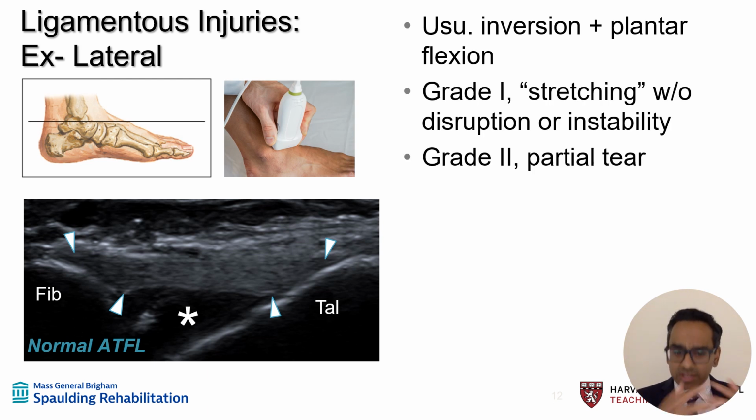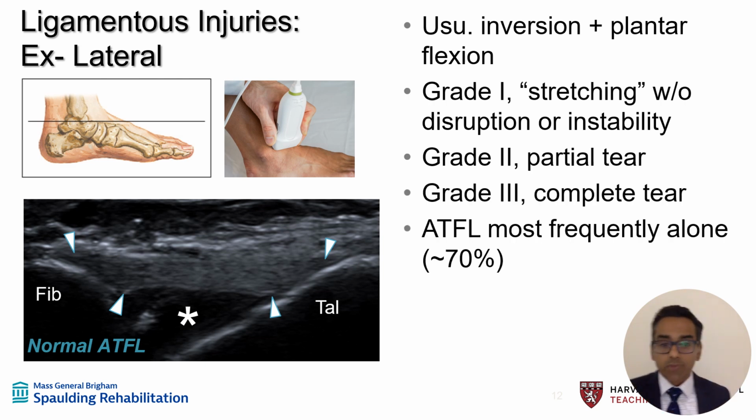A grade 1 really is that stretching type injury without disruption or instability. Grade 2 is when you actually have a partial thickness tear, meaning the tendon is not completely torn, but most of the fibers are injured. Grade 3, of course, is a full thickness tear.